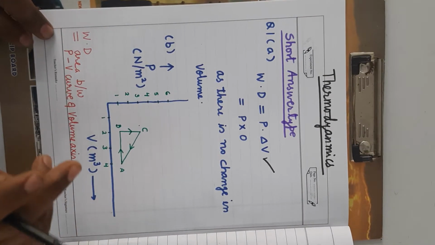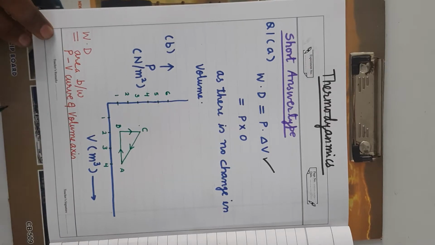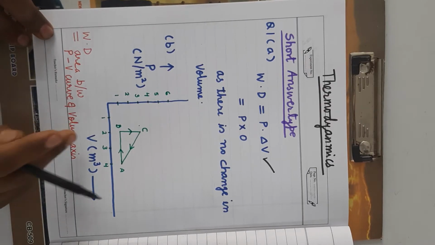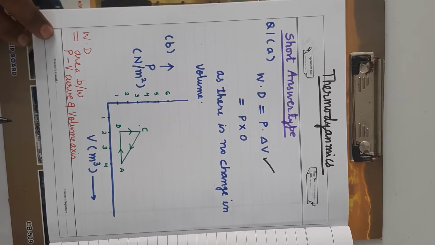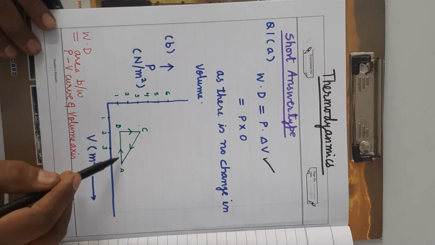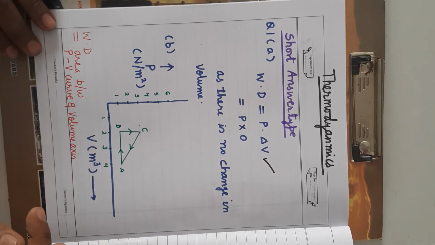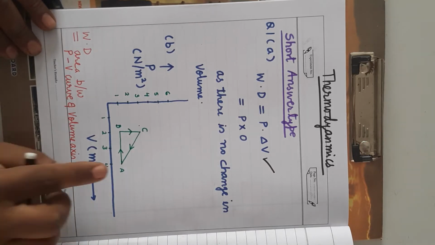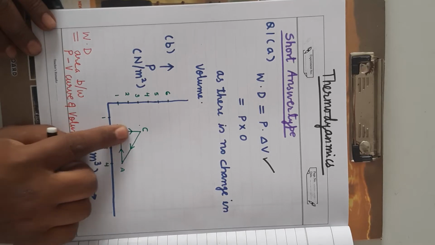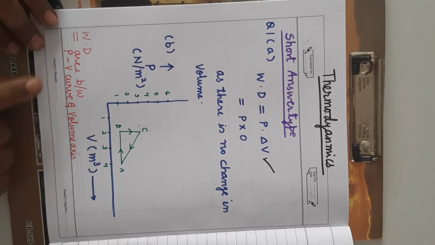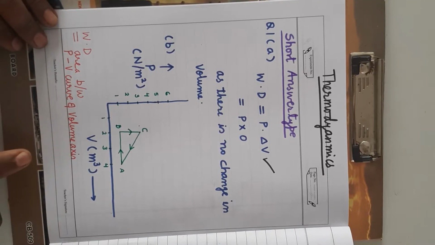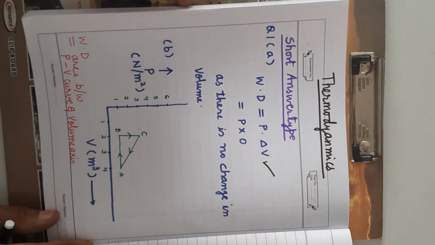Now see this example, question number 1b. Here this is the indicator diagram, the PV curve. You have to find the work done. In order to determine work done, you have to find the area under AB, area under BC and area under CA. That is, the area between the PV curve and the volume axis. Now we will calculate it separately.